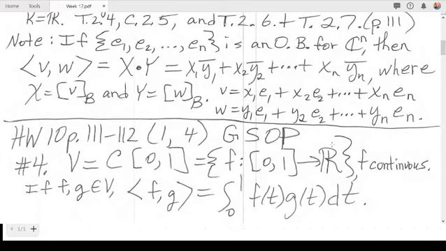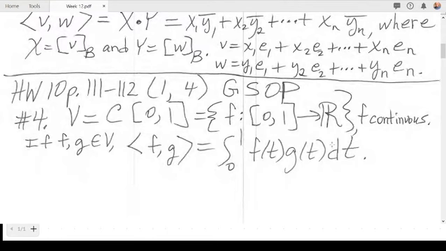Homework 10 is page 111, 112, 1 and 4, the GSOP. Number 4 is using the scalar product as the definite integral from 0 to 1.